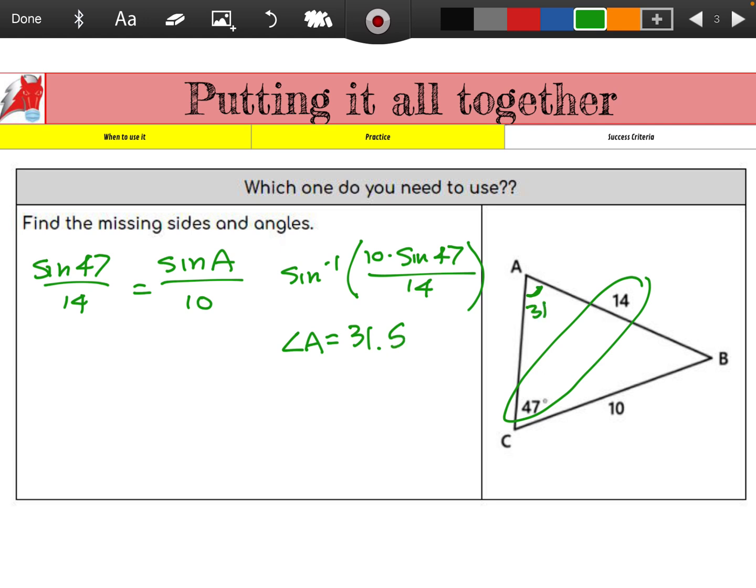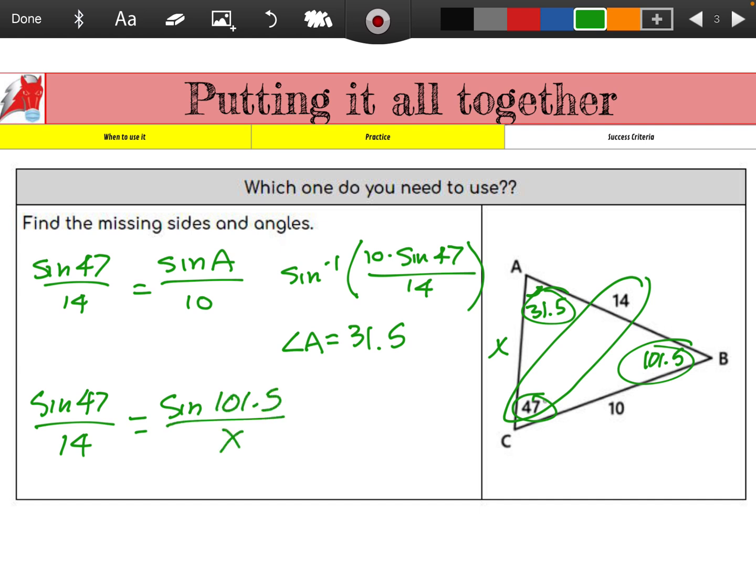Now, I can find angle B without doing any work. I know the sum of interior angles is 180, so I can find this one to be 101.5 if I just subtract. So now I found my two angles. Now I just need this last side. We'll call that x. I can keep law of sines, so I can still use sine 47 over 14, but now I know the angle I'm looking to have a relationship with here, and x. So multiply 14 times sine 101.5 divided by sine 47, and you get x equal to, if I round, 18.8.